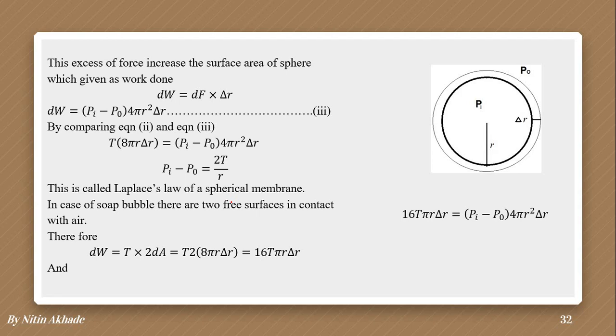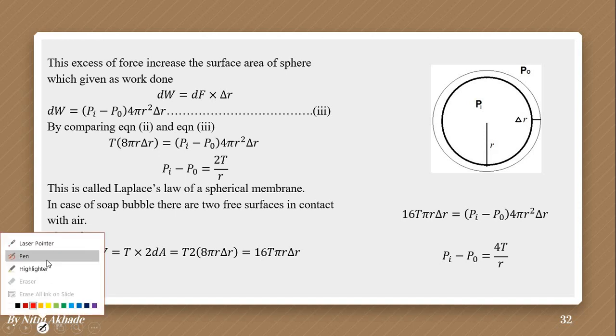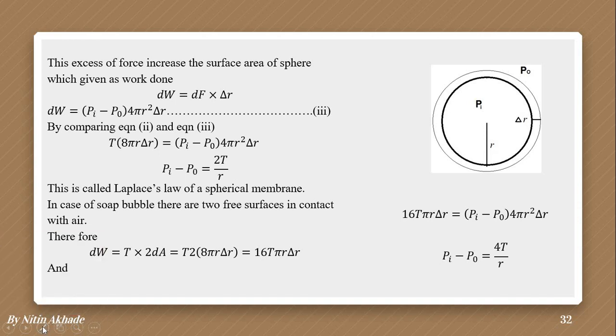After cancelling the terms, we can conclude that the excess pressure in case of a bubble, Pi minus P out, is equal to 4 times the surface tension upon the initial radius of the bubble. So we can easily derive this equation. The first equation is valid for a spherical membrane or drops, and this equation is for bubbles. In case of a bubble we have two free surfaces of liquid, but in case of a membrane we have only one free surface of a liquid.